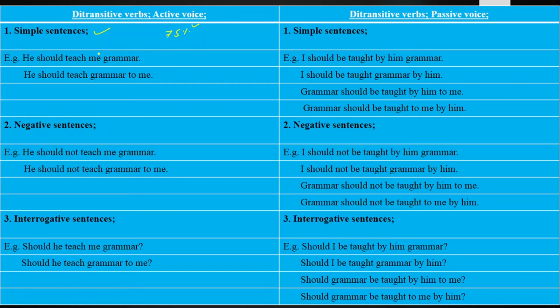He should teach me grammar. He should teach grammar to me. I should be taught by him grammar. I should be taught grammar by him. Grammar should be taught by him to me. Grammar should be taught to me by him.